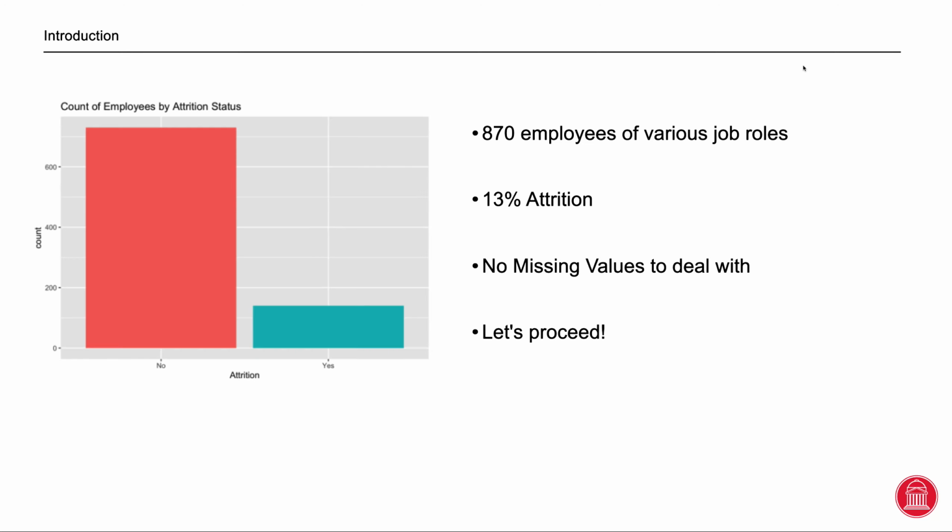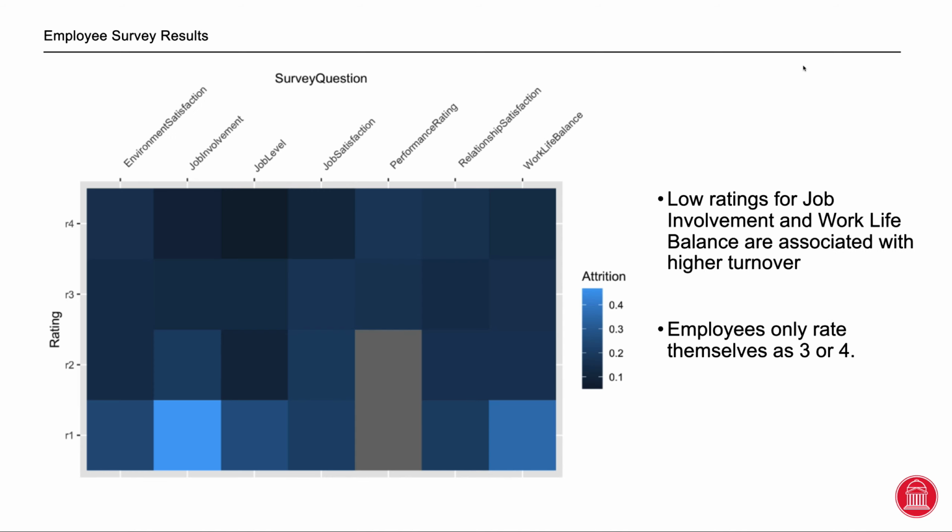So jumping right in, our data set has 870 employees of various job roles, and about 13% of those employees actually had turnover or left the company. Luckily in this data set, there are no missing values to deal with, so we don't have to do any of that hard cleaning right now, so we'll just jump right in to the results.